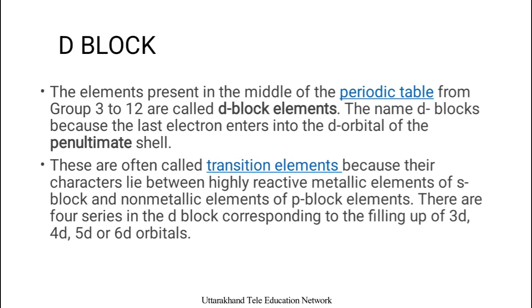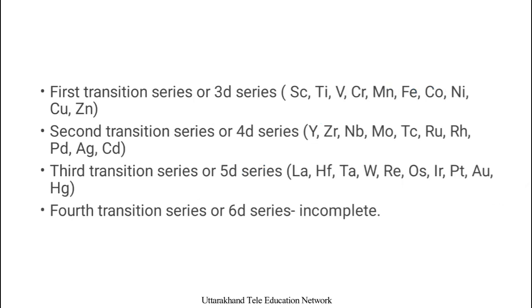And there are 4 series in the d block corresponding to the filling of 3d, 4d, 5d and 6d. First transition series or 3d series is from scandium to zinc. Second one, yttrium to cadmium. Third, 5d series, lanthanum to Hg, mercury. And fourth transition series, which is 6d series, which is incomplete.